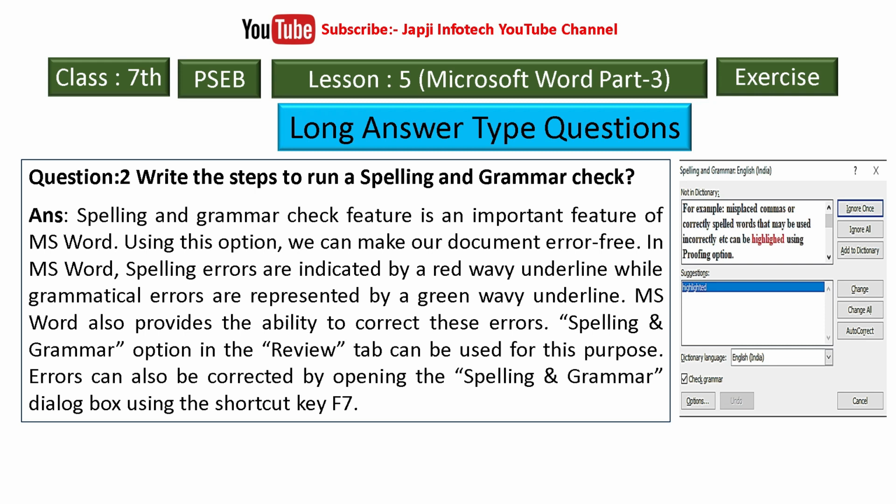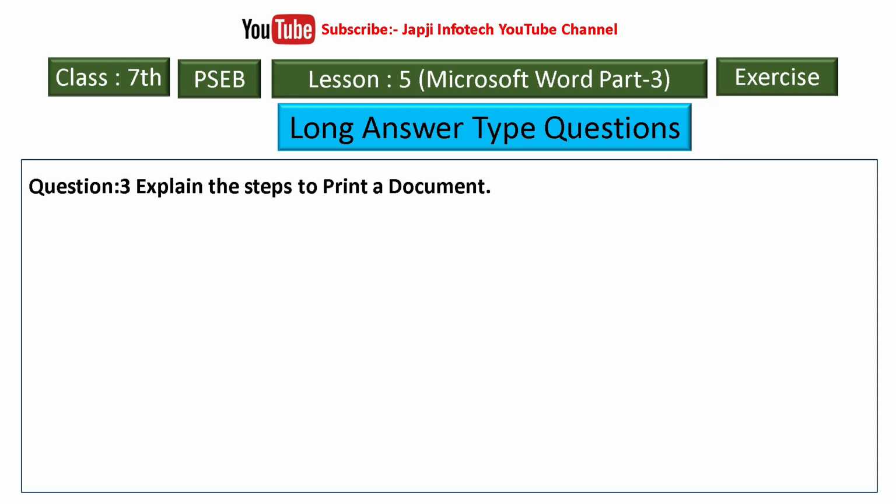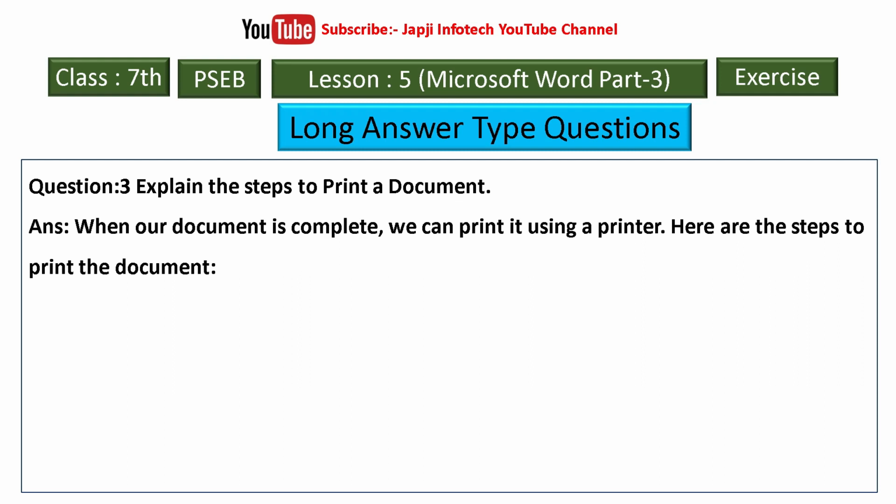Error can also be corrected by opening the spelling and grammar dialog box using the shortcut key F7. And the third question is, explain the steps to print a document. So when our document is complete, we can print it using a printer. Here are the steps to print the document.